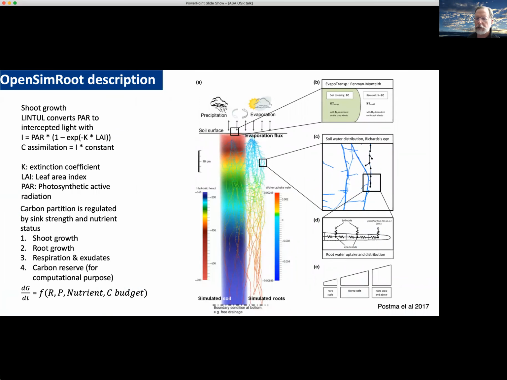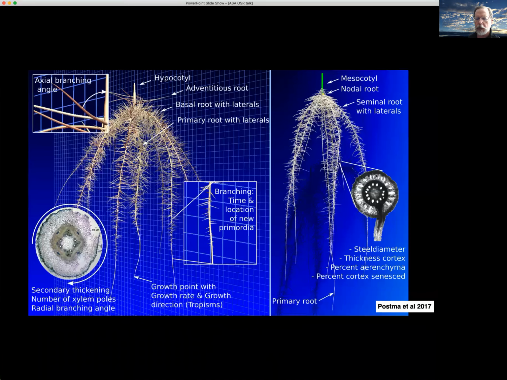OpenSimRoot captures the biophysics of the dynamics of water, carbon, and nutrient movement in the soil, plant, atmosphere continuum. As a functional structural model, it also is spatial temporally explicit and precise in how specific root phenotypes interact with specific soil volumes.